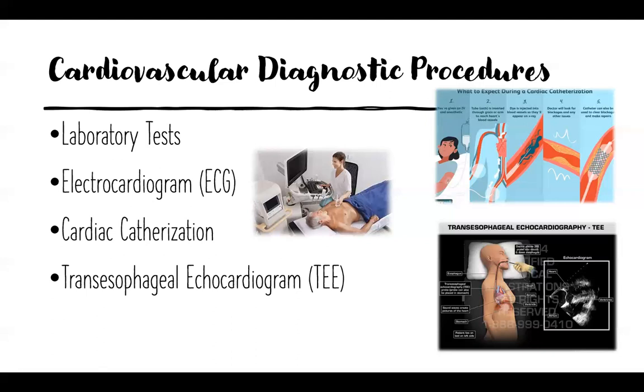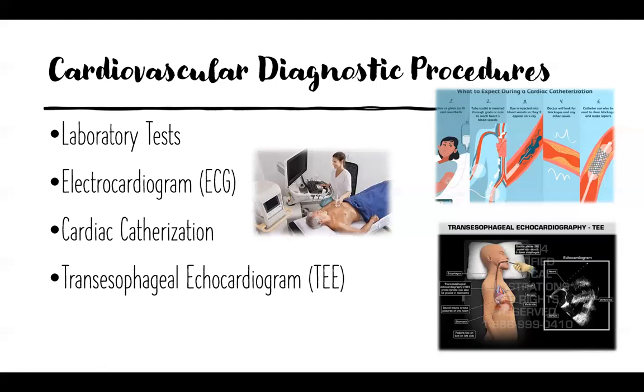So a critical value is going to be greater than 100 picograms per milliliter. So remember 100, if it's greater than 100, that is a critical value. The other lab value that we'll look at with our cardiovascular patient will be those cardiac enzymes.